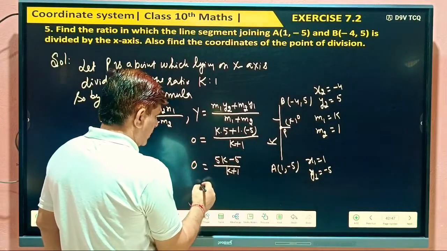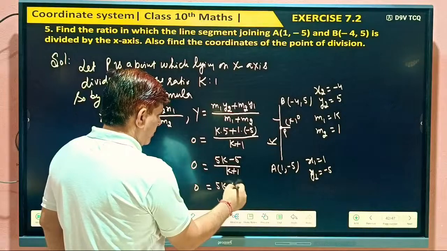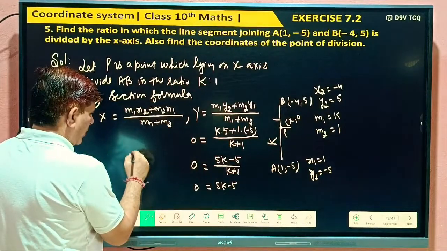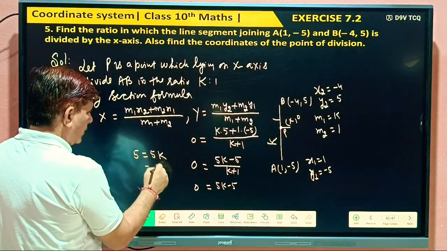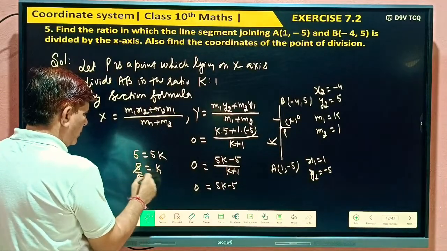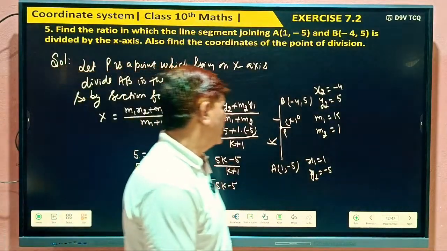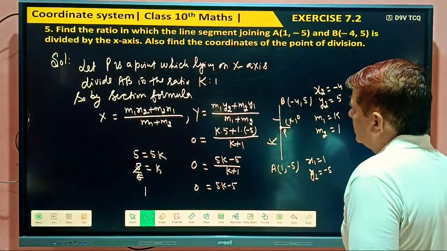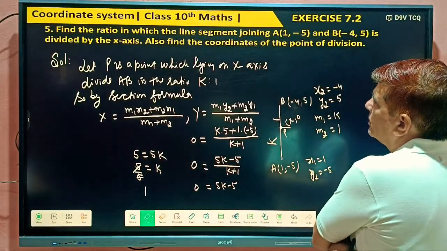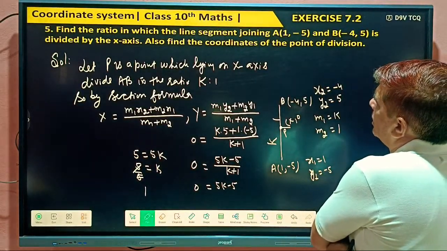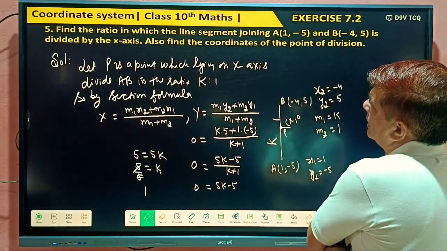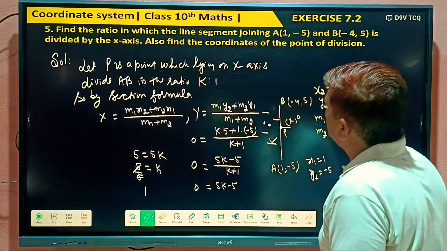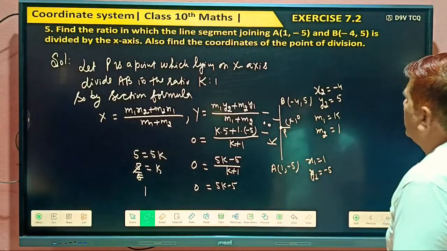So transferring the sides, 0 equal to 5k minus 5. Transferring again, 5 equal to 5k. So what is k? 5 by 5, it means 1. So what we can say? P is the midpoint of it. Find the ratio in which the line segment joining this and this is divided by the x-axis. So in which ratio? 1 is to 1. Also find the coordinate of the point of division.